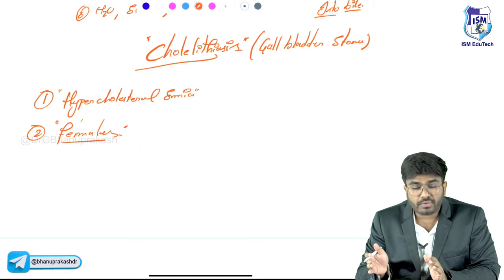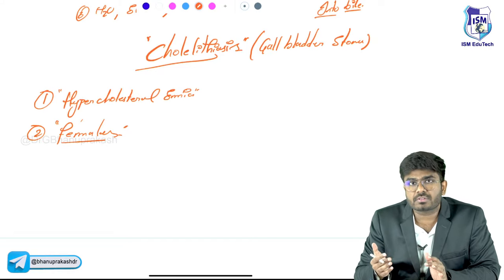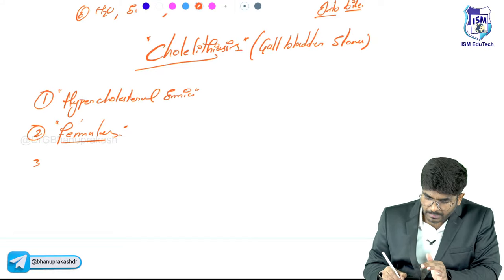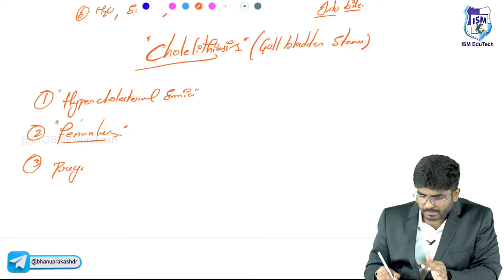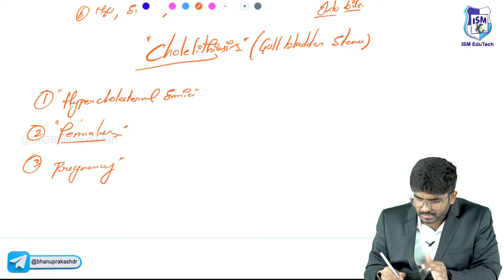That's one of the reasons. Females are at a high risk of developing cholesterol gallstones, that's one of the causes of cholelithiasis. And pregnancy. Pregnancy is a risk for cholelithiasis.